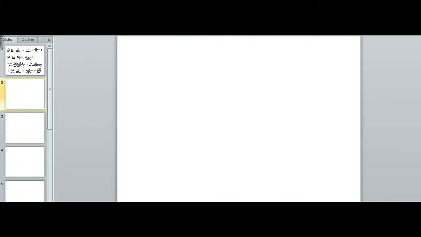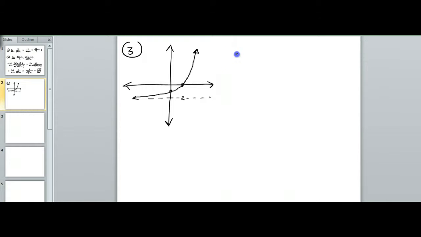Alright, number 3, I've got a graph here. I'm going to draw it real quick. And we're looking for the limit as x approaches infinity for this function, and we're also looking at the limit as x approaches negative infinity for this function.